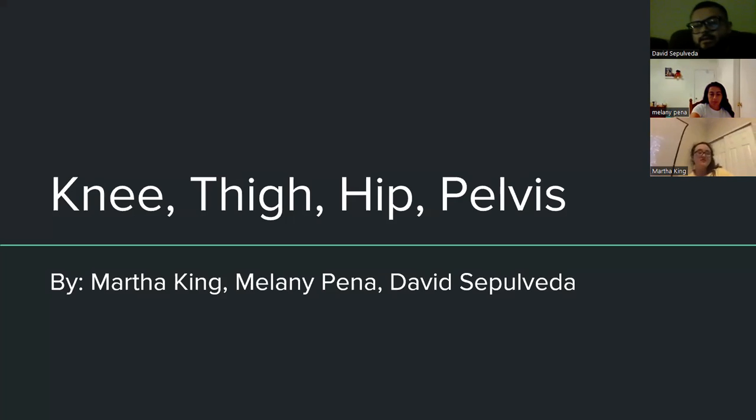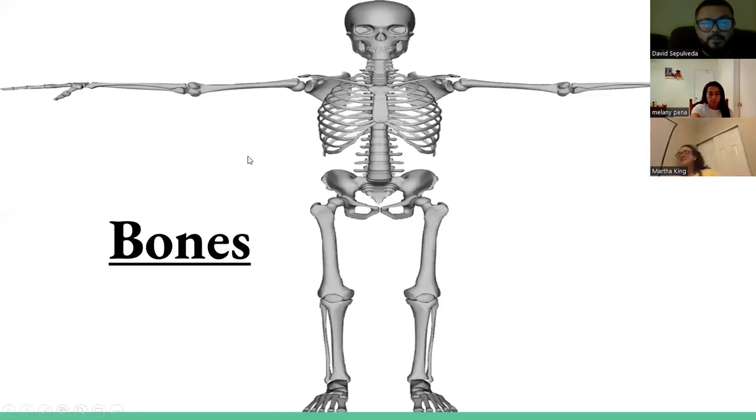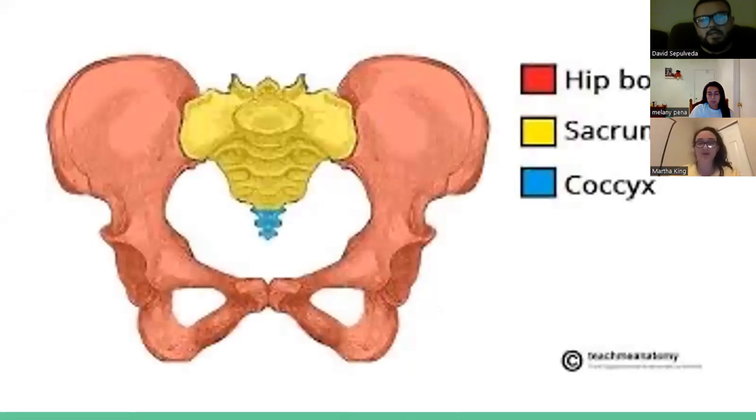Hi guys, my name is David, and we're gonna go over the anatomy of the knee, thigh, hip, and the pelvis. This is Martha and then Melanie as well. So we're gonna start off with the bones of each section.